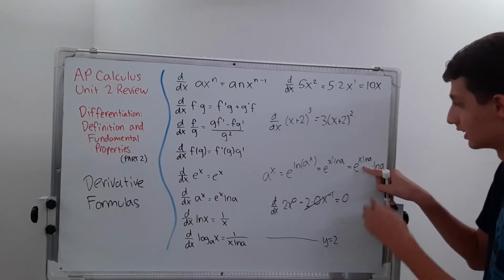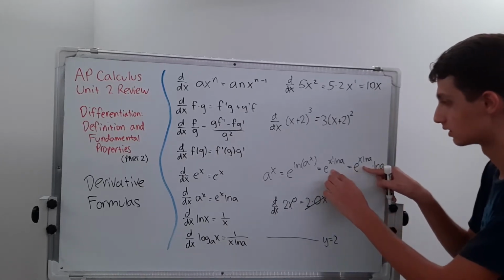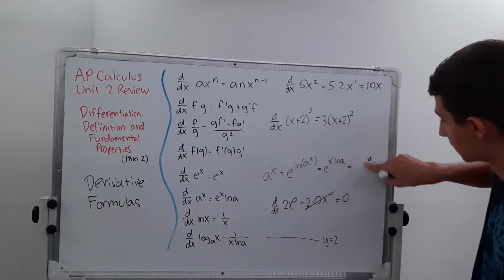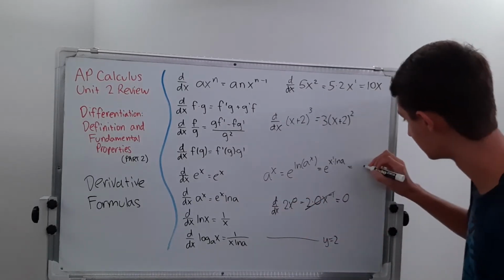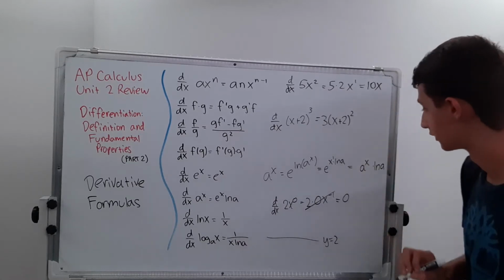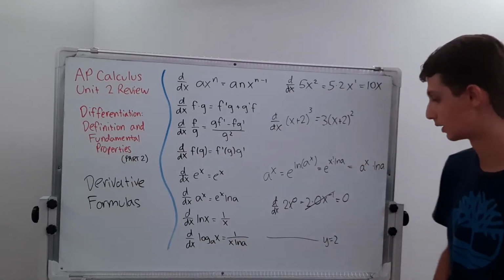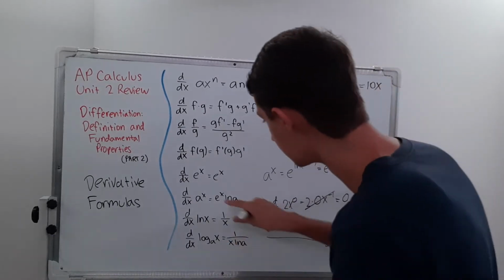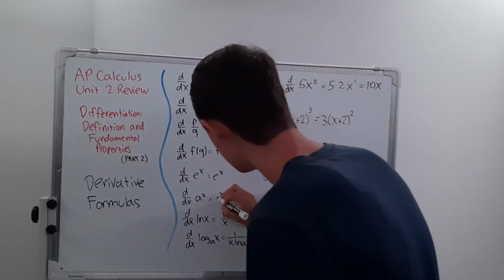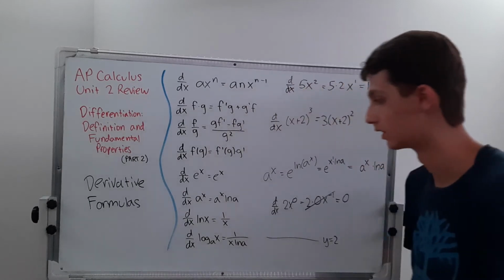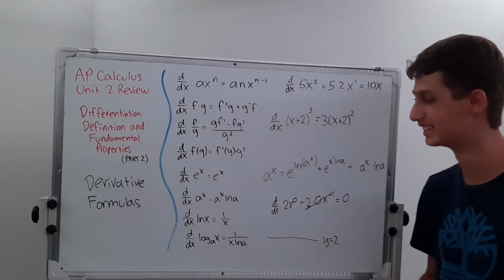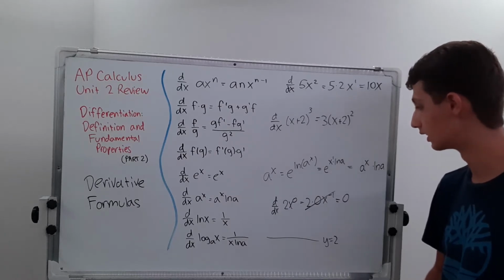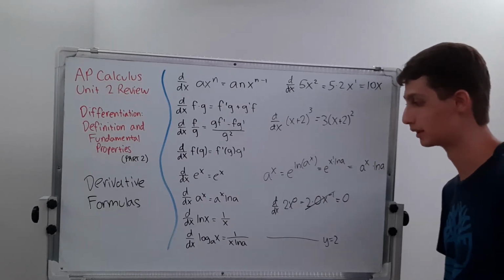And e to the x ln a, we said, was the same thing as a to the x. So we can actually just rewrite this as a to the x. Hopefully that makes sense how I got this. And that's what I have here. Oh wait, I'm sorry, I wrote e. I meant to write a. Yeah, okay, so that's an a. And so that's basically how we got our formula.